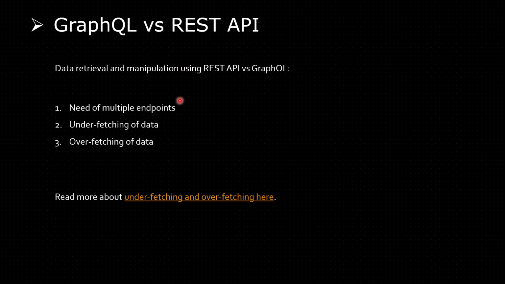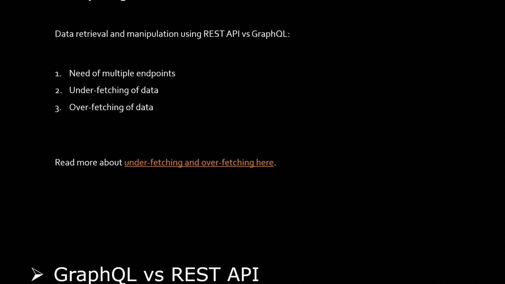There are three limitations of REST API. First is the need for multiple endpoints, underfetching of the data, and overfetching of the data. For this session, due to time limitations, we are skipping this part. If you want to understand in detail, you can click on this link and read it in detail. Otherwise, you can connect with me personally, and I'll explain this to you in detail. So as of now, we are skipping this part.